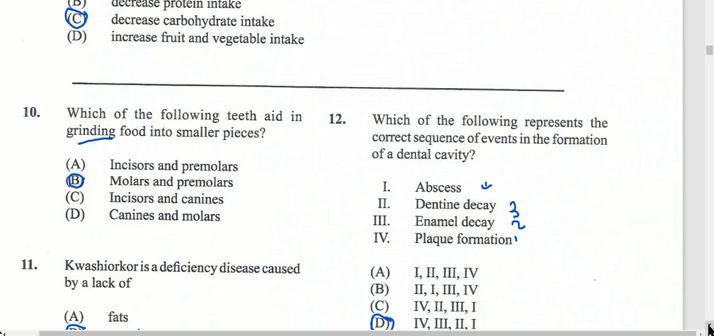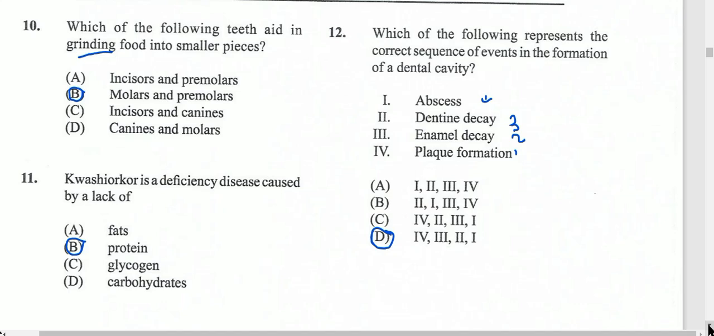Question number 10. Which of the following teeth aid in grinding food into smaller pieces? Now the operative word there is grinding, and of course B is going to be our answer for question number 10, molar and premolar. We look at question number 11, which is a repeat question on many papers.